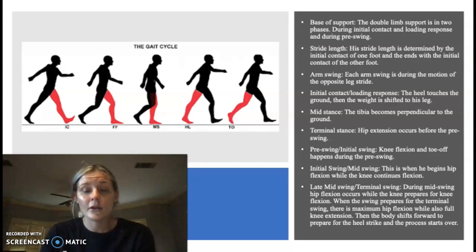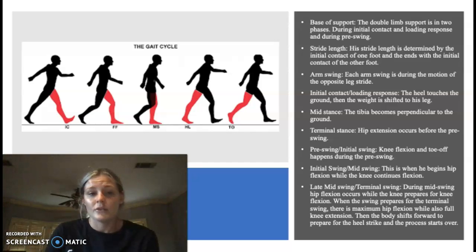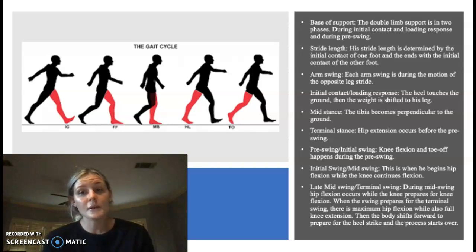This is a normal gait cycle. This is for the adults. For the base of support, the double limb support is in two phases: during initial contact and the loading response, and during the pre-swing. His stride length is determined by the initial contact of one foot and ends with the initial contact of the other. Each arm swing is during the motion of the opposite leg stride.